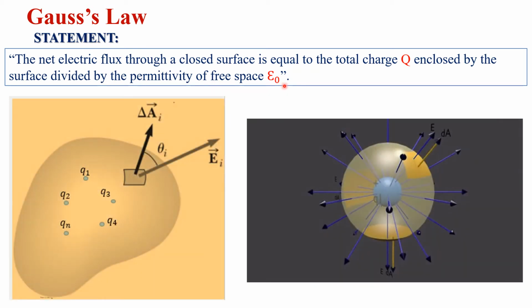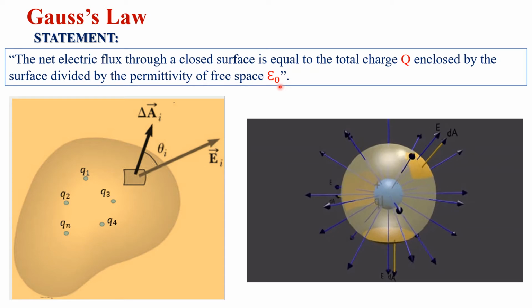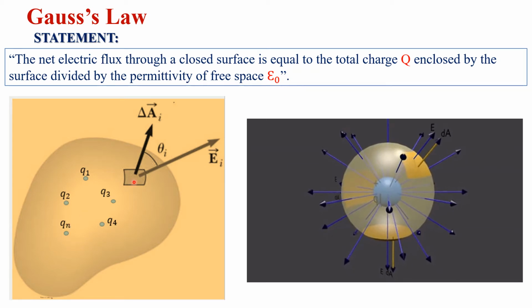So when there are n number of charges placed inside a closed surface, Q1, Q2, Q3, Q4 and Qn, we divide the total charge by epsilon naught to get the net flux through the surface due to these multiple charges. Now we will prove Gauss law with the help of derivation.